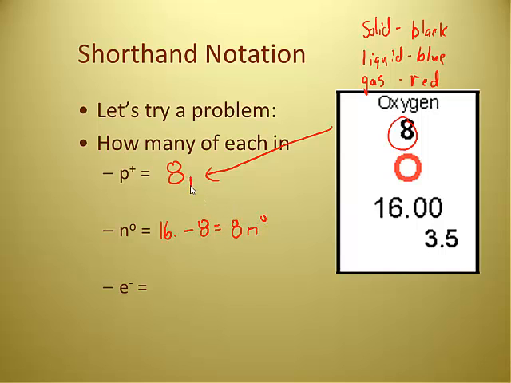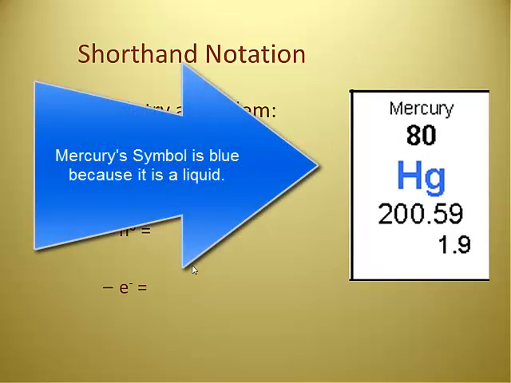I should probably put units on these. 8 protons, 8 neutrons, and since it's just the element and it's neutral, 8 protons positively charged, in order to be neutrally charged or a sum of 0. 8 electrons and 8 protons means no charge.